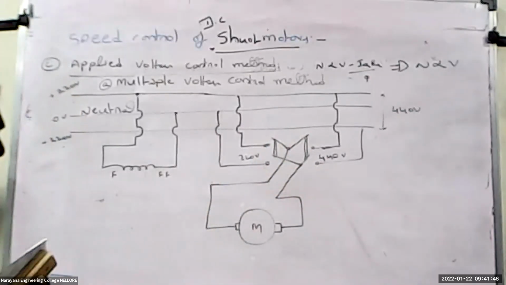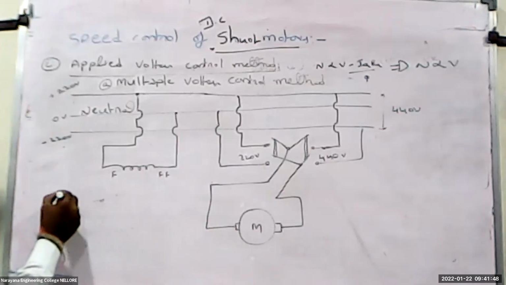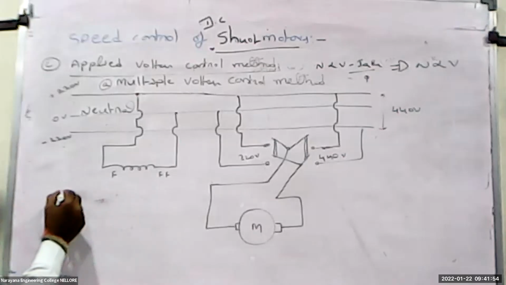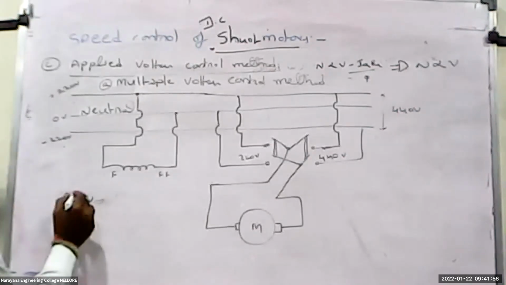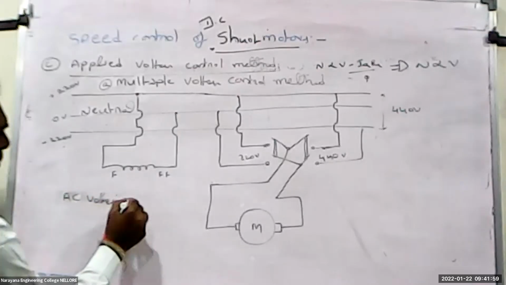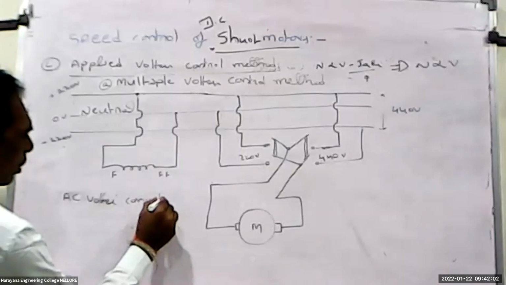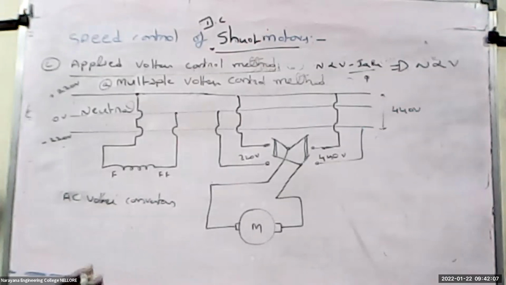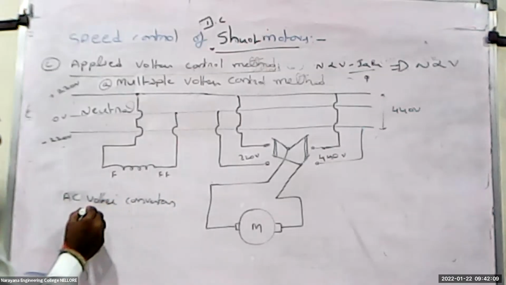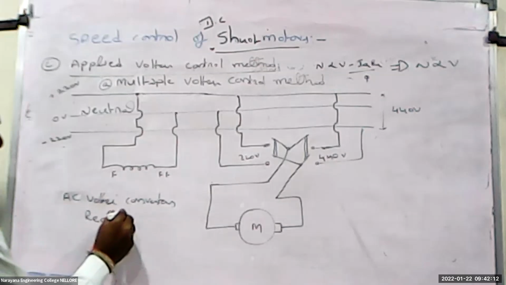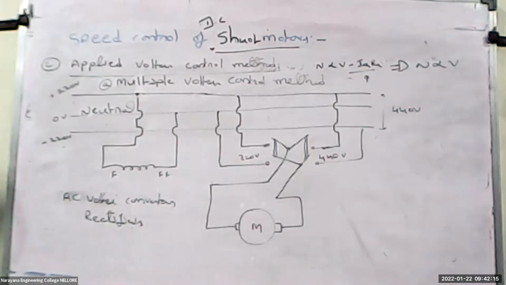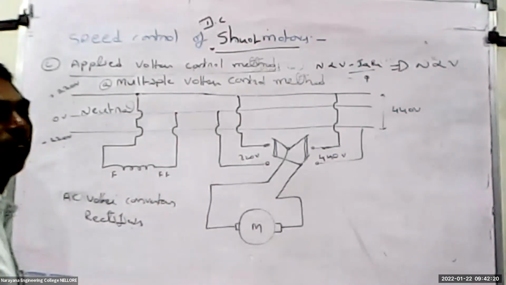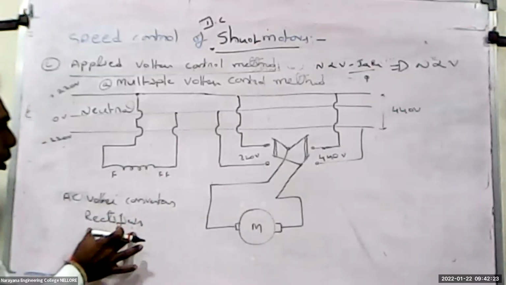That is called AC voltage regulators. Sorry, AC voltage converters. Because it is an AC supply, we have to convert AC to DC. AC voltage converters are rectifiers. We learned about rectifiers in EDC. Same as here, but only the rating is different.